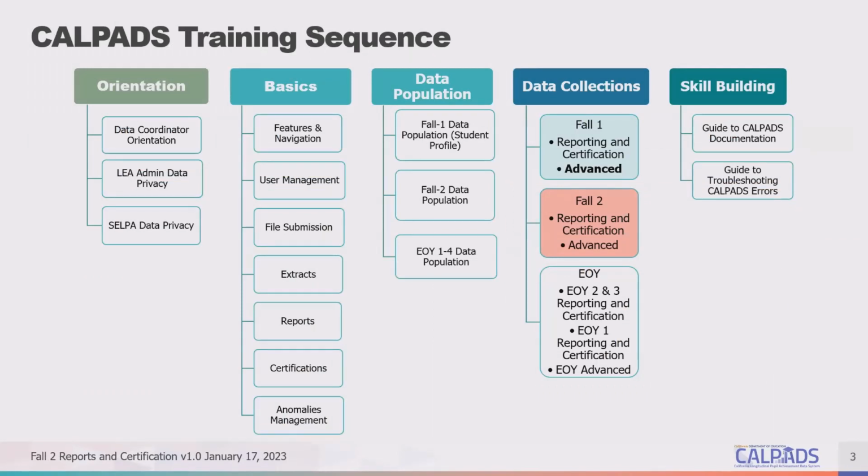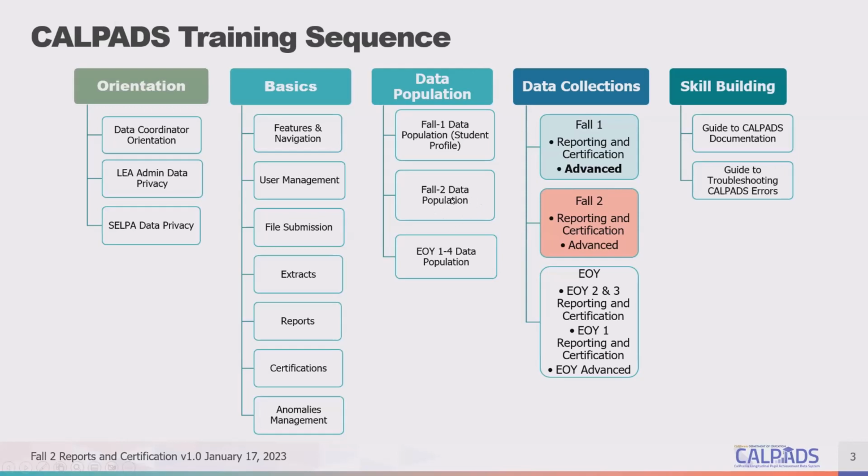So again, this is the training sequence. Any of our trainings probably have the training sequence slide. And it's just to help you understand the prerequisite material. So highlighted, we have Fall 1 or Fall 2 kind of in orange. And everything to the left, we would consider prerequisite information. So you would have to understand how the data is populated for Fall 2, right? Naturally, before going on to reporting and certification.